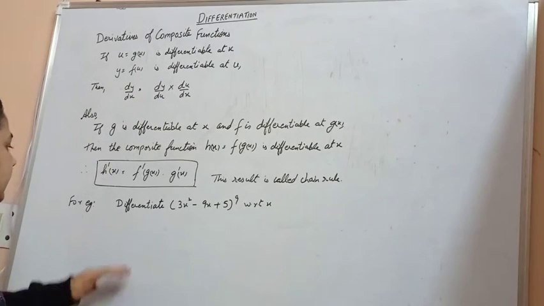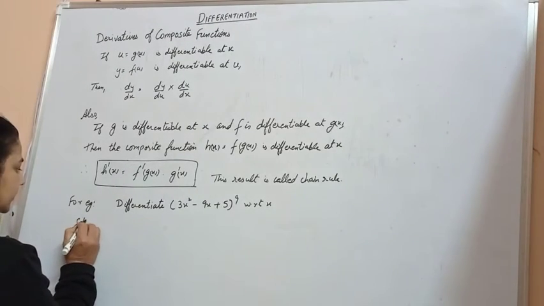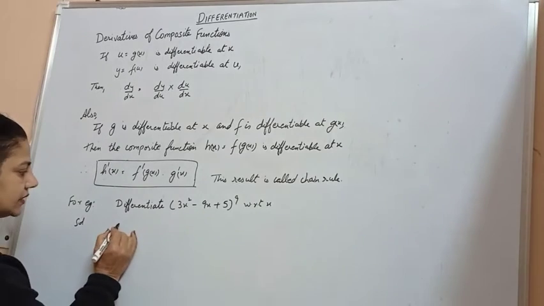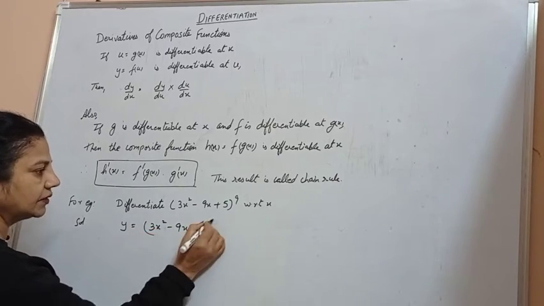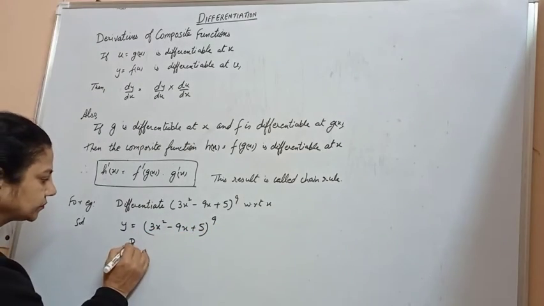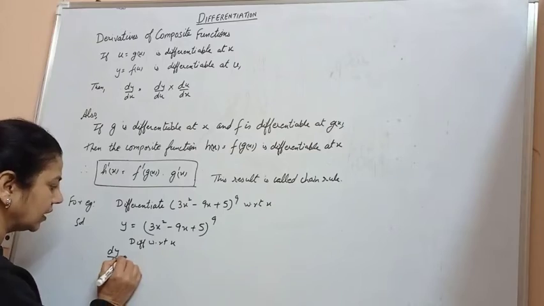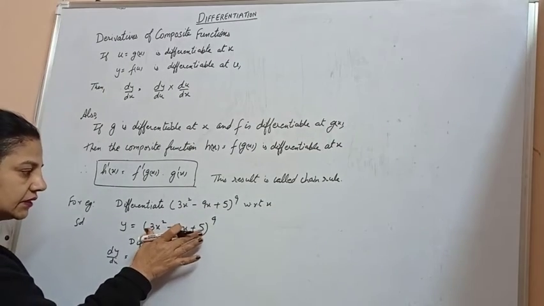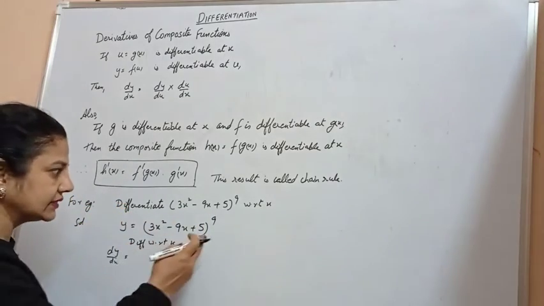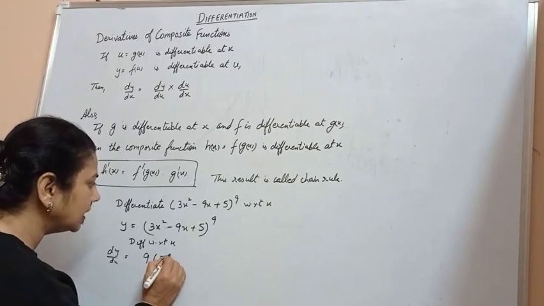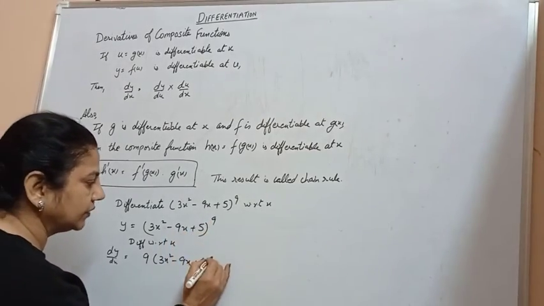For example, let us differentiate this function with respect to x. Let y be the given function, (3x² − 9x + 5) to the power 9. Now we have to differentiate with respect to x, so we get dy/dx. This is a polynomial function to the power n, and by the power rule, 9 comes forward, (3x² − 9x + 5), and 1 is subtracted from the power, so it becomes 8.